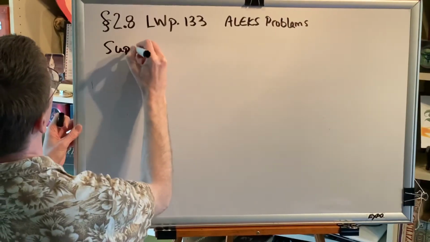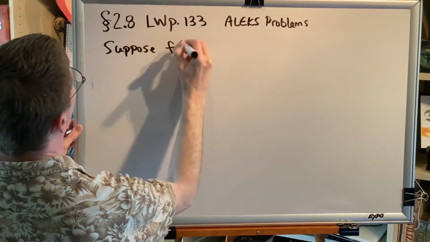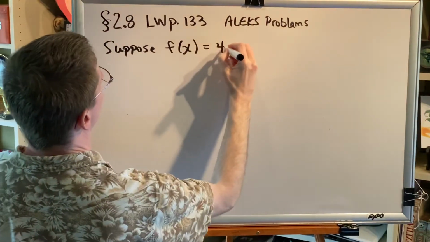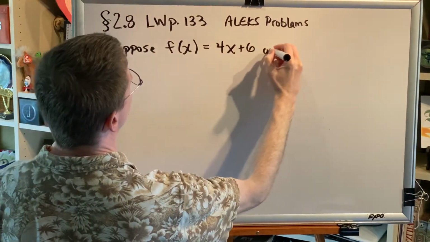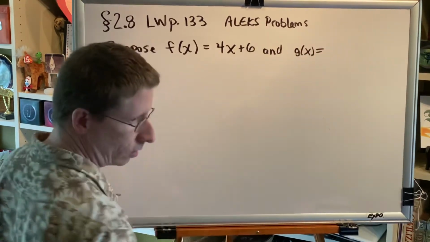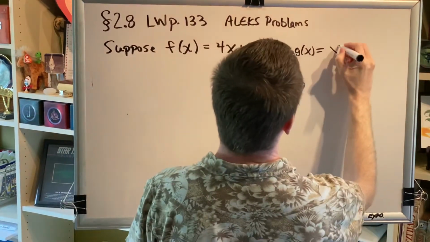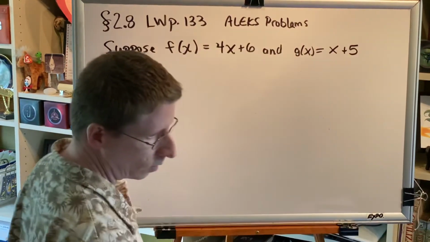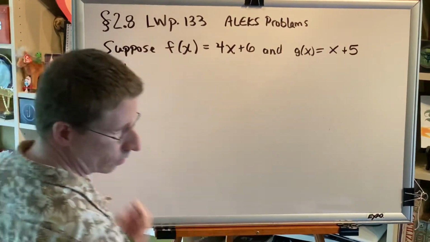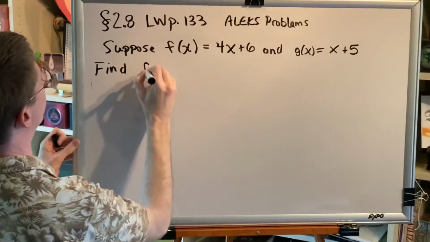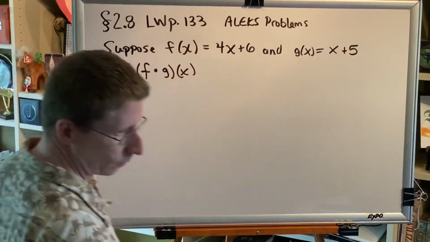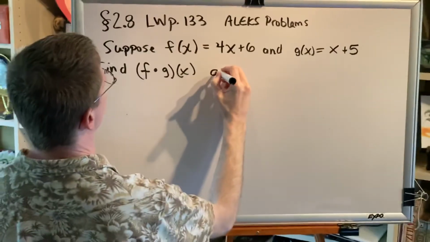Suppose f of x is equal to 4x plus 6 and g of x is equal to x plus 5. Find f dot g of x and f minus g of x.